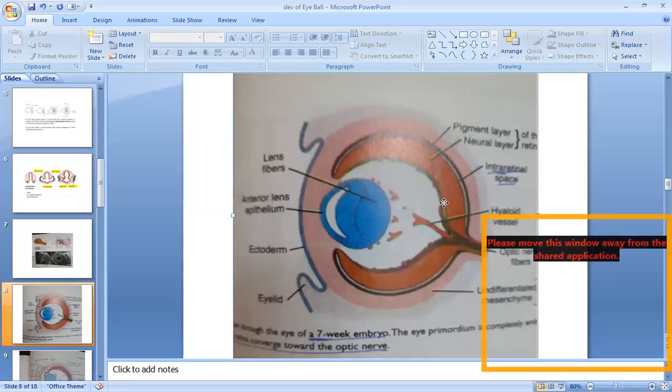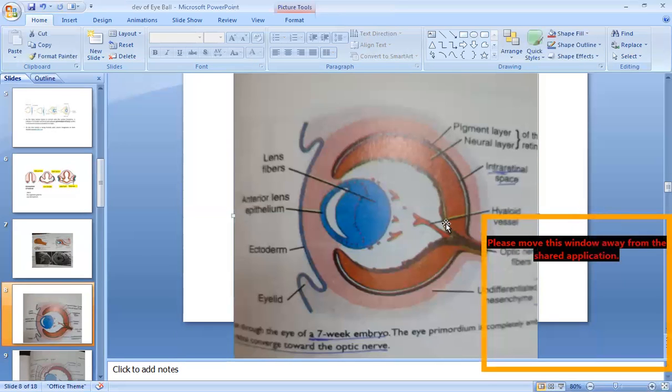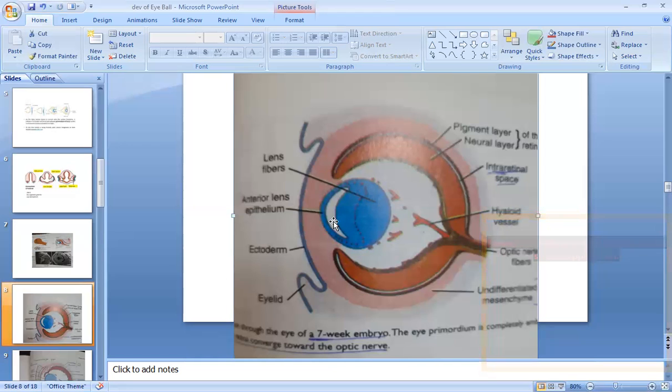And here you see that they are concentrating on the optic nerve. This is the hyaloid vessel, which I told you goes through the choroid fissure, and this hyaloid artery supplies the lens and the ciliary body area.